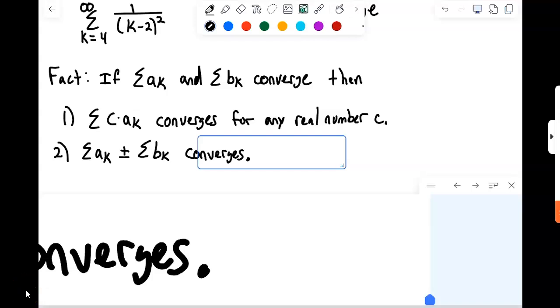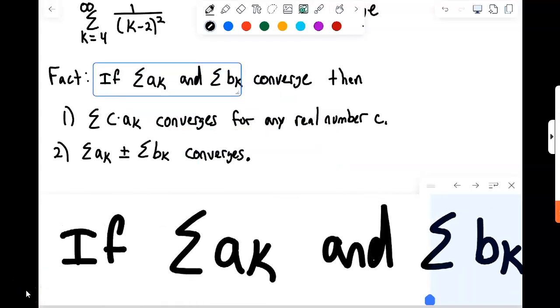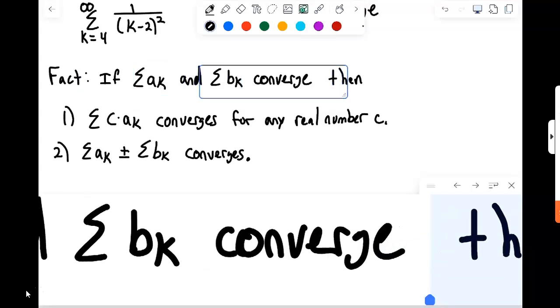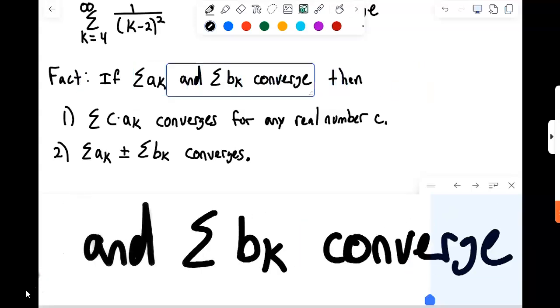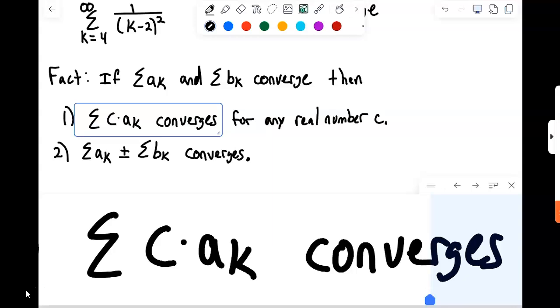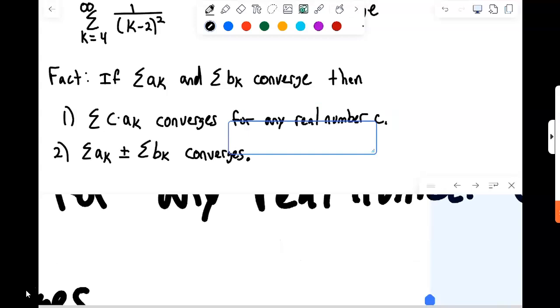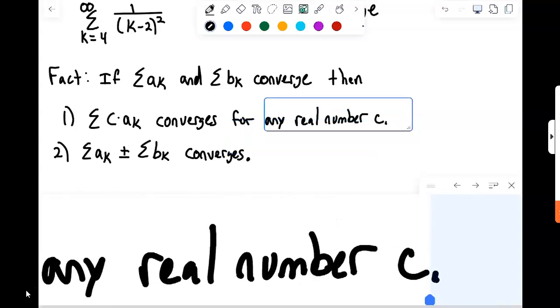Okay, so let's take a look at this fact now. If we have two series, both of which converge, then if you multiply every term of a series by some real number, that's also going to converge.